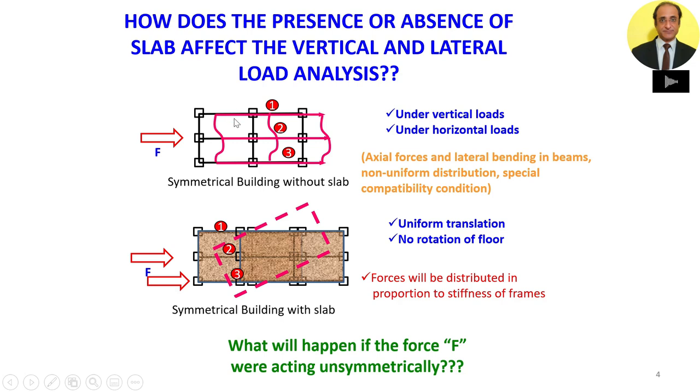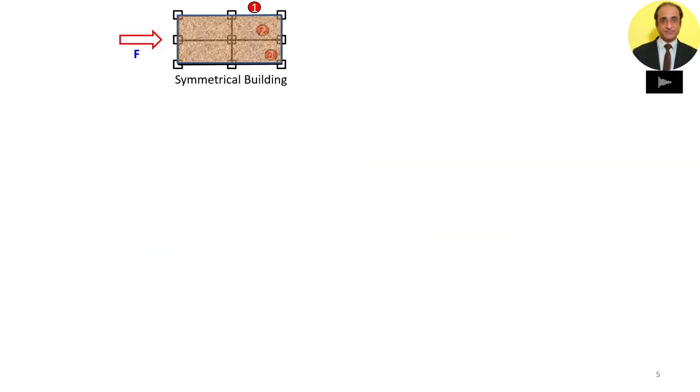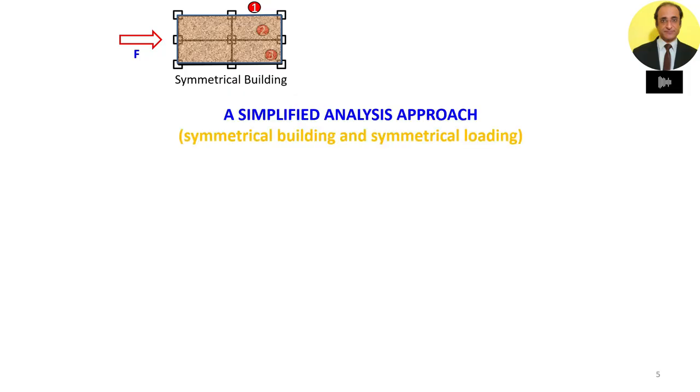If a floor slab is not there, or if it has large cutouts, then definitely we need to design the beams for lateral bending and for axial forces. But if a rigid diaphragm slab is present, then it will have a different effect on the behavior. Now here there is an option that we can replace the 3D analysis by a simplified plane frame analysis.